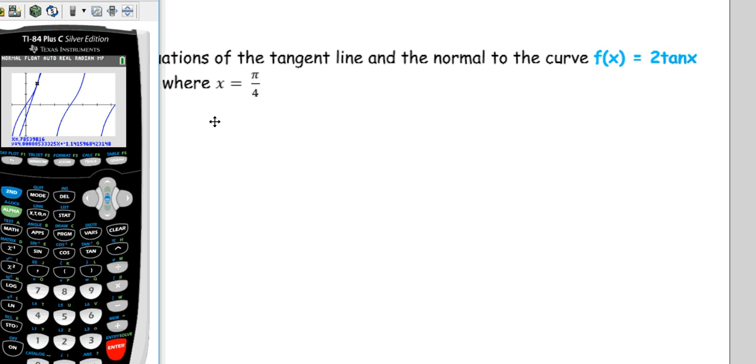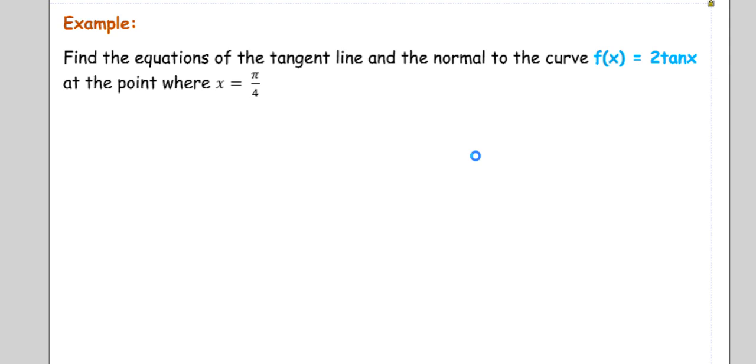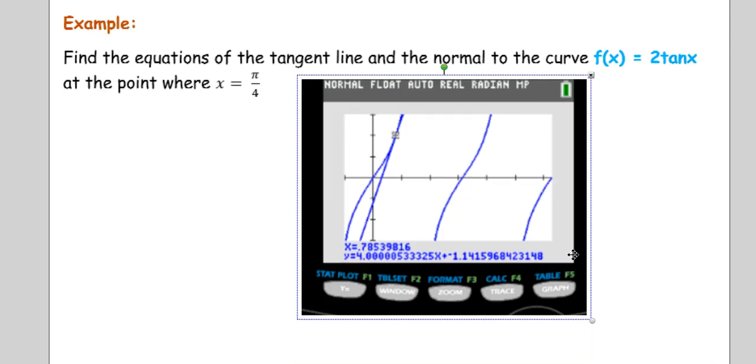Okay, so we graphed that. We set the mode to radians first. We graphed it, and then we adjusted the window so we could see it nicely. Then you went second draw, tangent, and then you typed in pi over 4. I'll just quickly put that in. Write down what you did to get that.